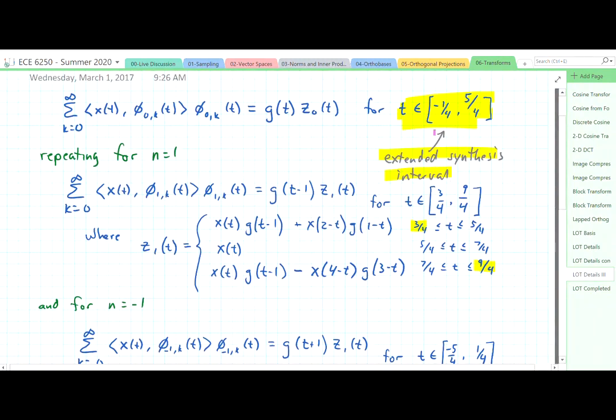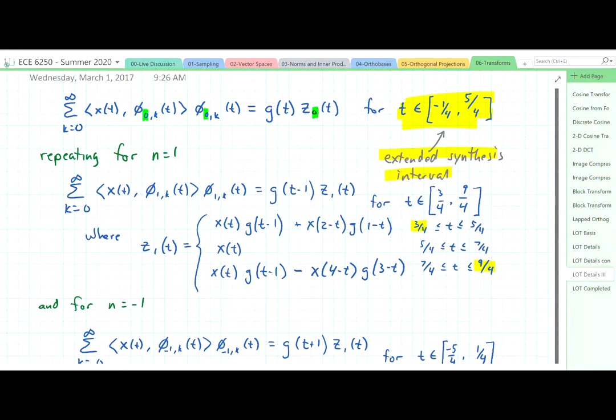So what we have here, and this is important, is that we've reconstructed g of t times z naught of t for the interval 0, 1, but we can extend the synthesis interval to -1/4 to 5/4. Now we repeat the whole operation for n equals 1, because that first one was at a lag of 0 time. So now we're going to do a lag of 1 unit of time.